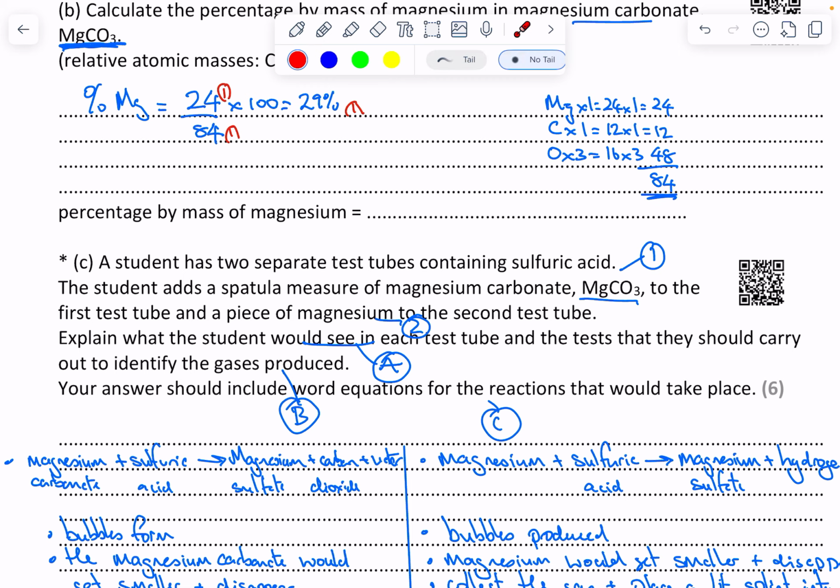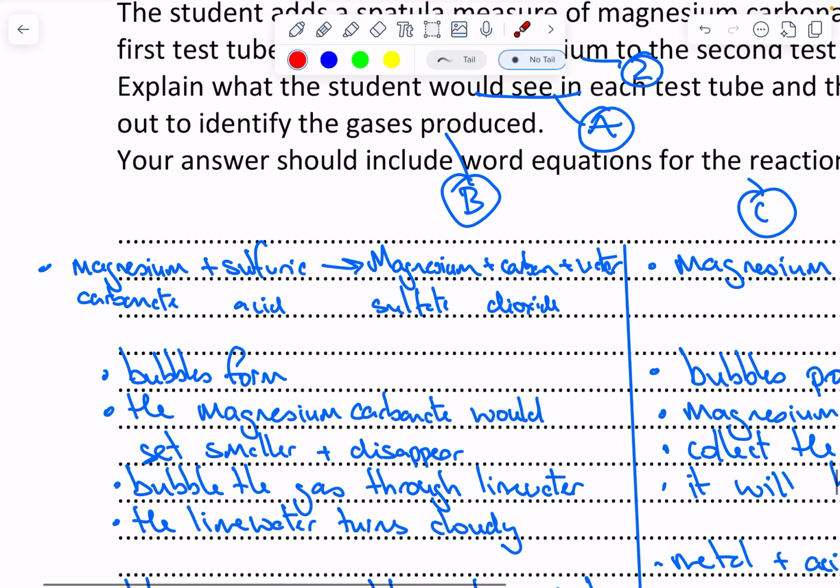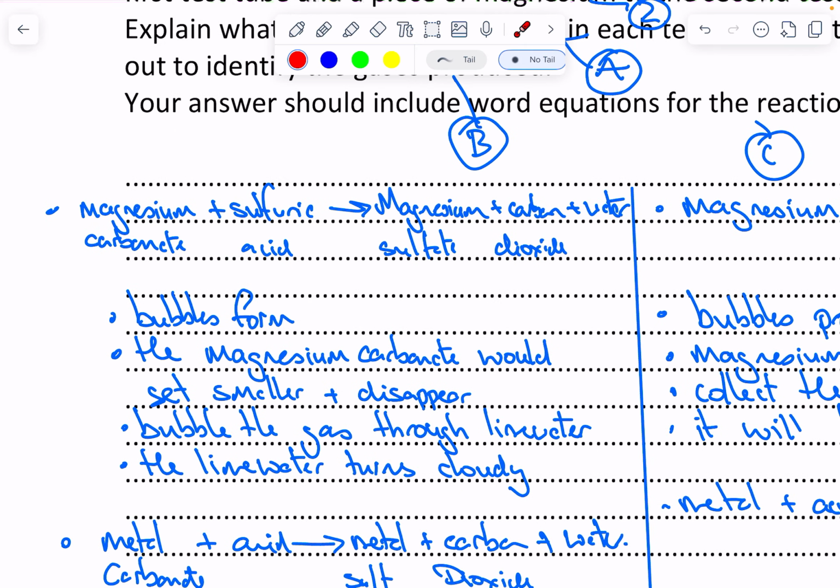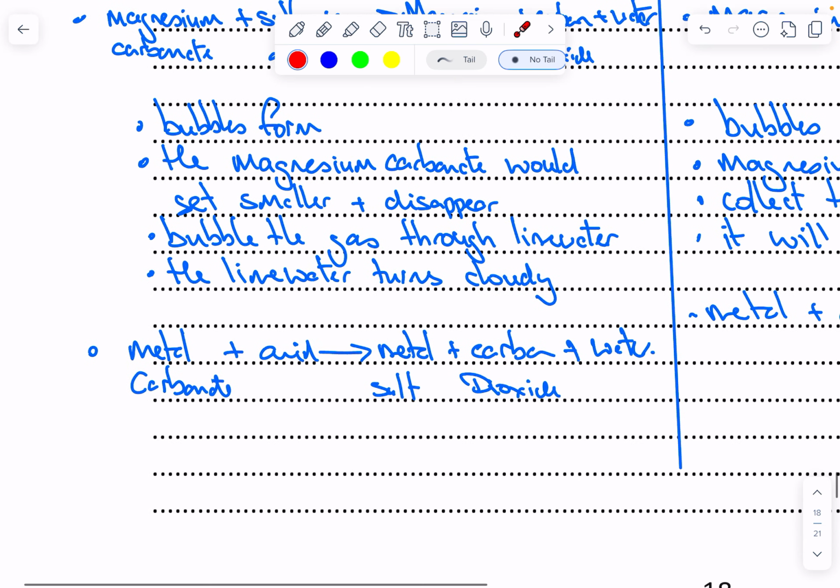Okay, so let's go through the answers. This side here, we're taking magnesium carbonate, adding it to sulfuric acid. Hopefully we're remembering these equations now. So it's going to be magnesium sulfate as the salt, and then we get carbon dioxide produced because it's a carbonate, and then we get water because this reaction is a neutralization reaction. The general equation for this, just to help you, is the metal carbonate reacting with an acid to make a metal salt and carbon dioxide and water.